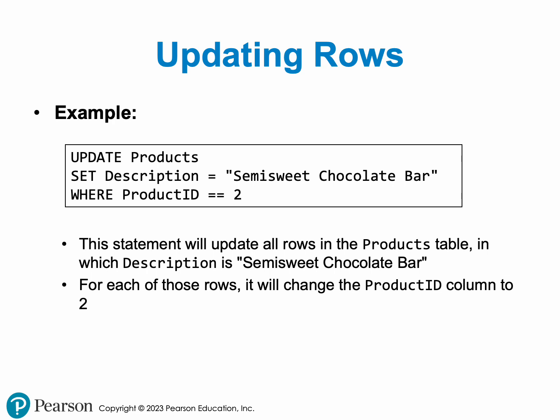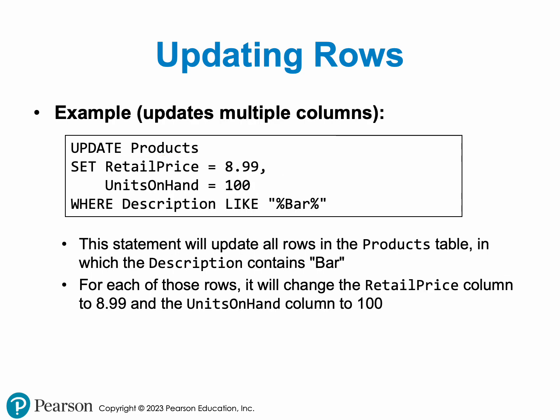So what this query is going to do is look through your products table. It's going to look through all of the columns. It's going to find the product ID column. Then it's going to look for the product ID value of 2, and it's going to set its description to semi-sweet chocolate bar. You can also update multiple columns. All you have to do is just put a comma after the first pair of value and column that you want to update. So in this case, we're setting the retail price to $8.99 and units on hand equal to 100, where the description has the word bar in it.